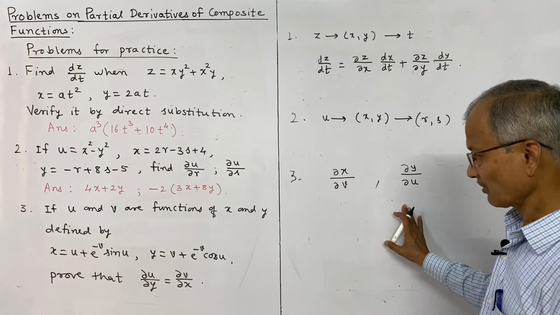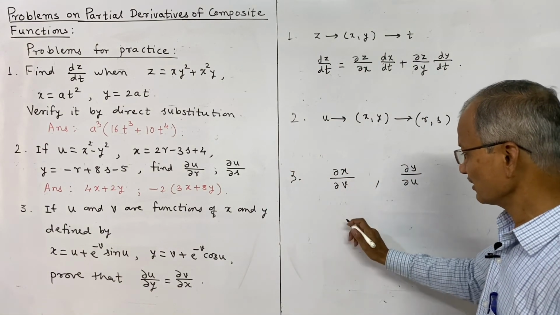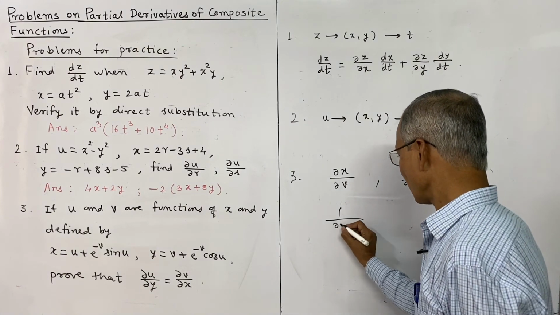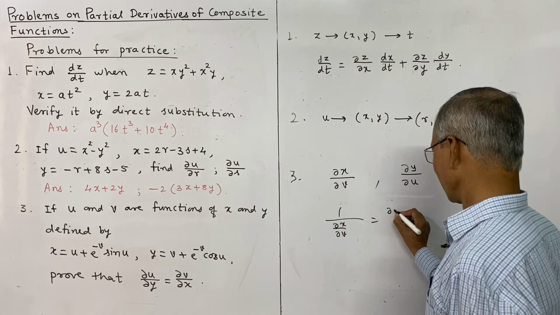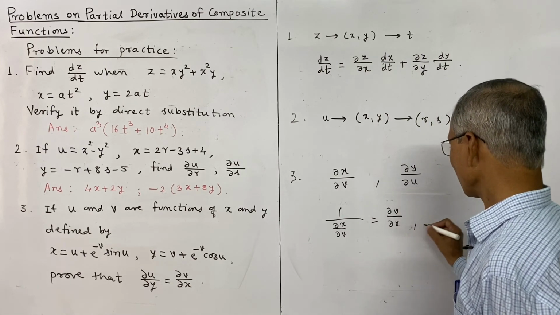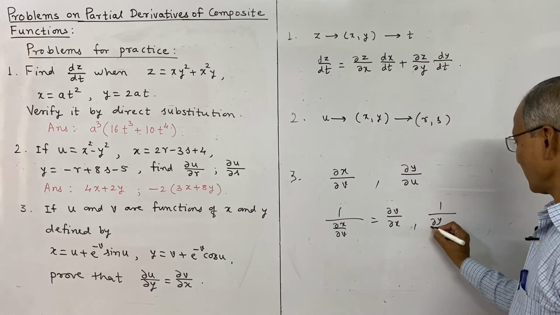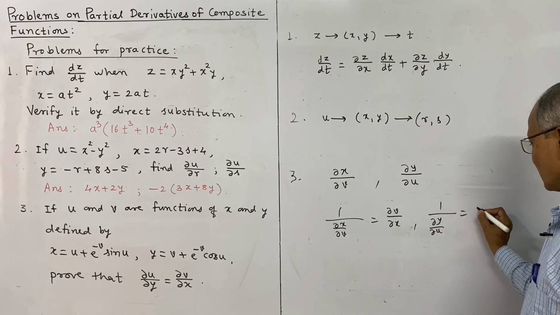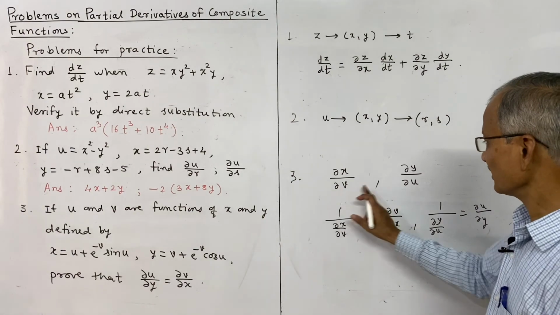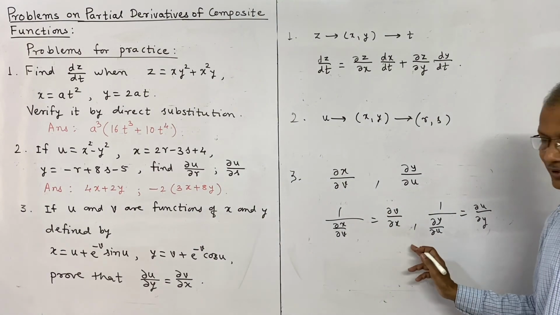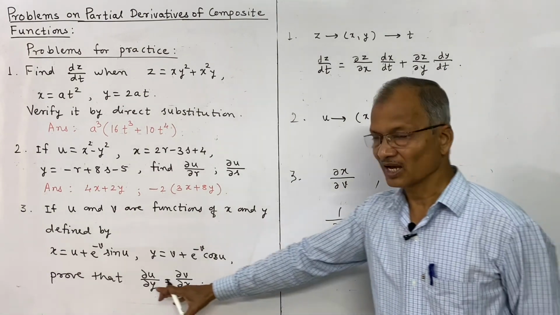Take their reciprocal. 1 over dou x by dou v is equal to dou v by dou x, and similarly 1 over dou y by dou u is dou u by dou y. So show these two are equal. Find these values and take their reciprocals and then show these are equal.